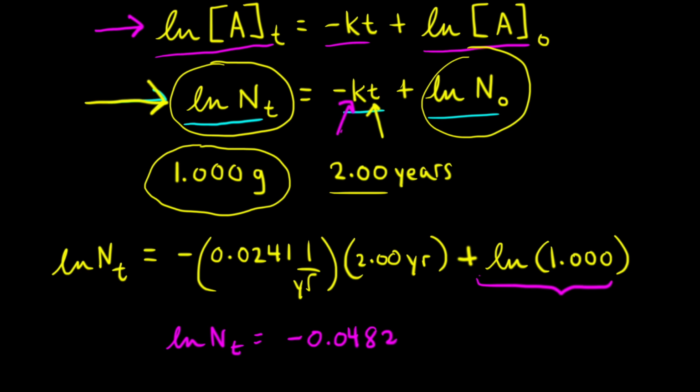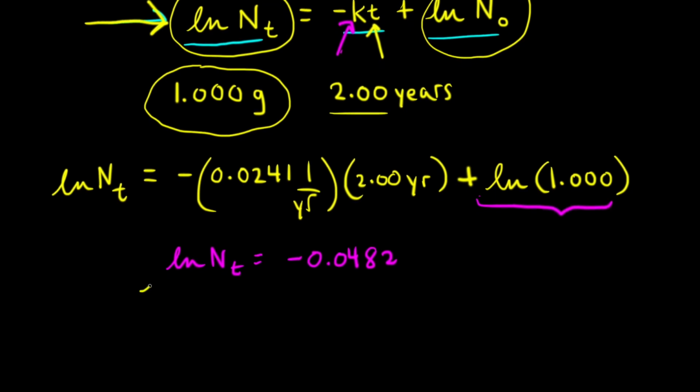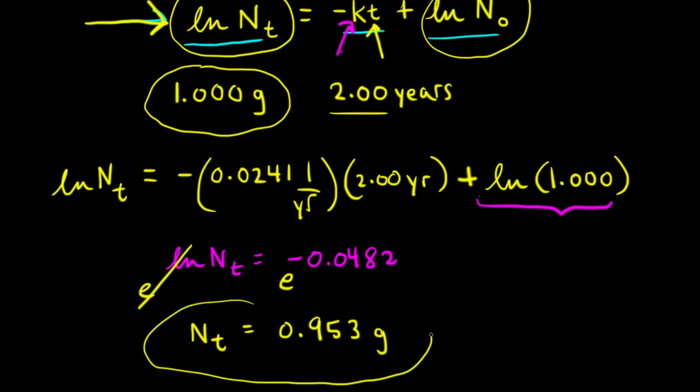0.0482. Next, we have to get rid of the natural log, and we can do that by taking e to both sides. If we take e to both sides, the natural log cancels out, and we get that N is equal to 0.953 grams. So that's how much of our radioactive isotope remains after 2 years.